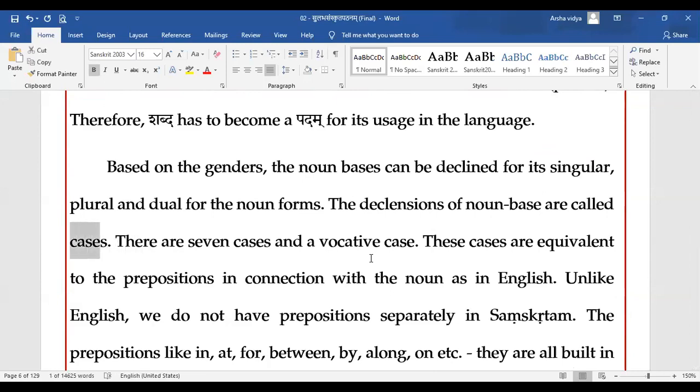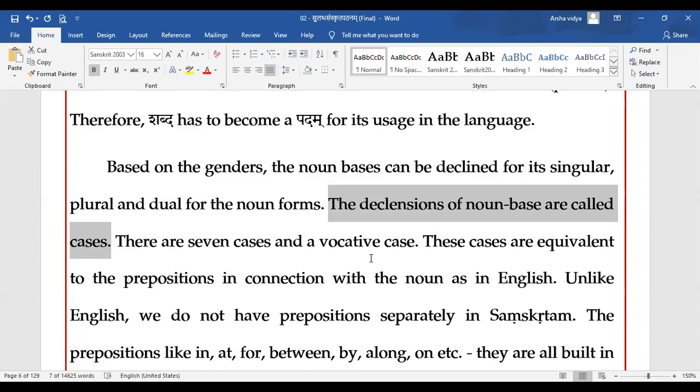C-A-S-E, case. A Namapadam having the prepositional meaning is called case. So, from a Shabda, we can derive many Namapadams with that prepositional meaning, and they are called cases. This is called declension. Declension means that from a Shabda, that is, from a noun base, we can derive Namapadams, noun forms, with the prepositional meaning inbuilt. They are called cases.